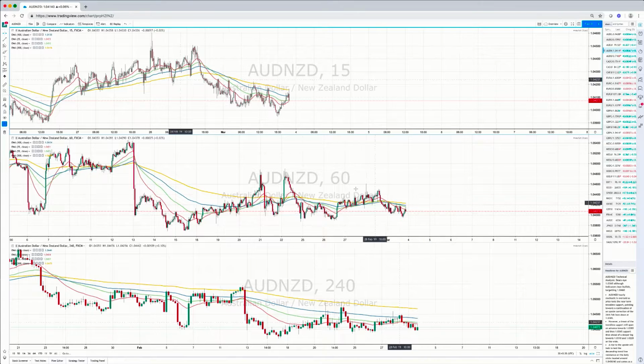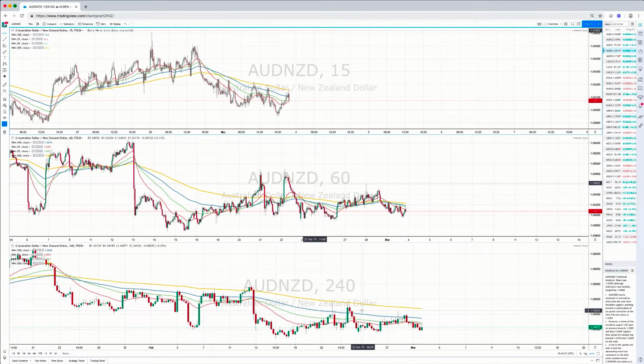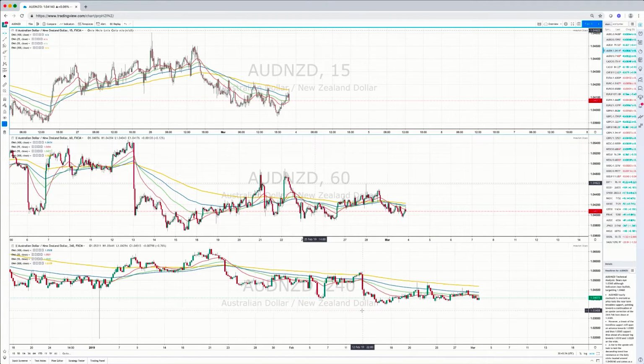But for the moment, there's nothing there, so we need to be patient and sit on our hands and do nothing. The same goes for the Aussie New Zealand. So again, you can see the Aussie New Zealand here. It's weighted to the downside, but if we look at the true price action, from the 15th of February, it's really just been moving sideways.